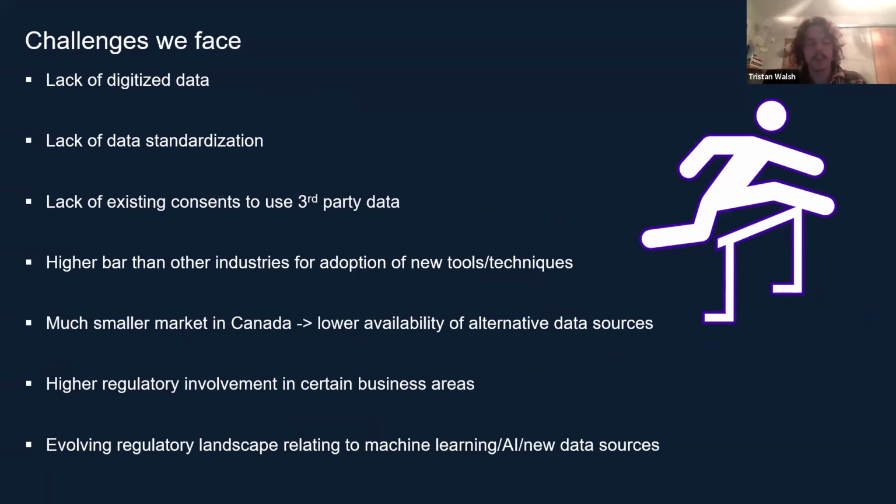Some of the challenges we face. So I'd say the challenges we face are numerous. So the first one, which is becoming less pronounced, but still exists, especially in the United States and the market of smaller companies, is lack of digitized data.